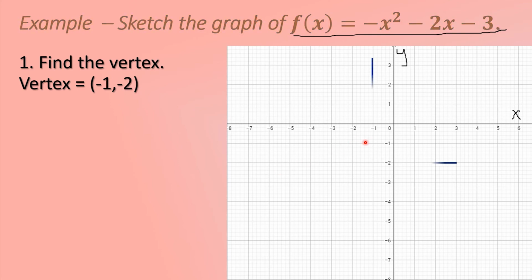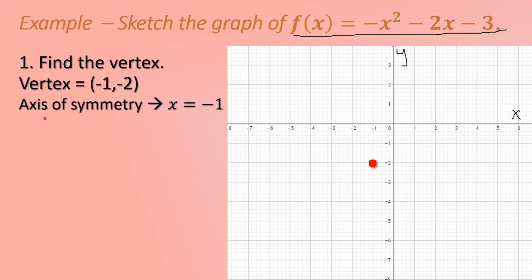So we have -1 and then -2. So we have the vertex at this point, (-1, -2). That is the vertex. Next, we have the axis of symmetry. From the vertex, we can get the equation for the axis of symmetry, and that is given by the equation x equals -1.